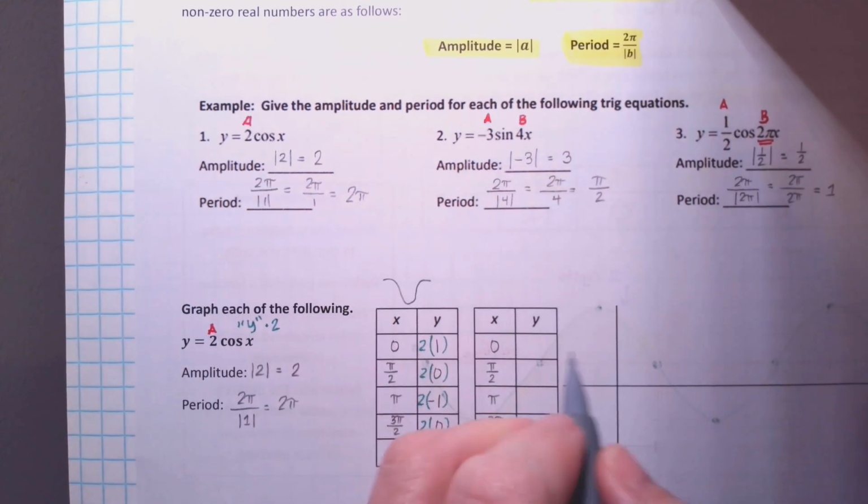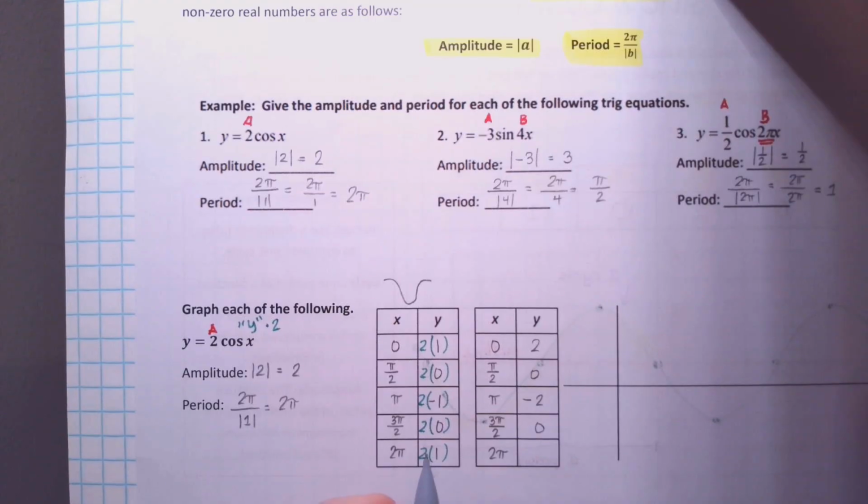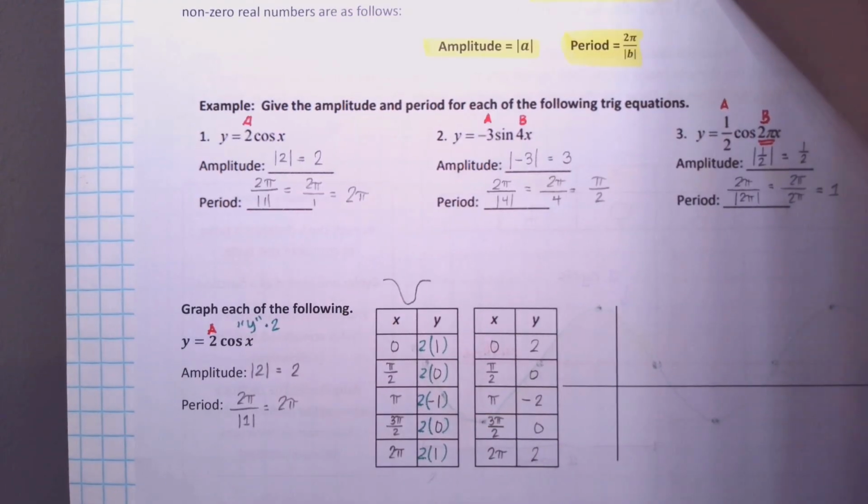2 times 1 would become 2. 2 times 0 would become 0. 2 times -1 is -2. 2 times 0 is back at 0, and then 2 times 1 is +2.